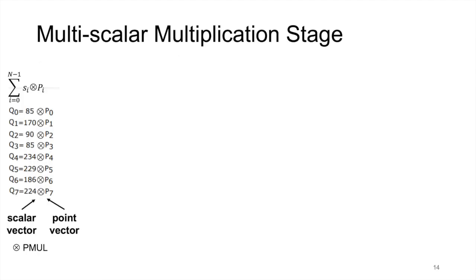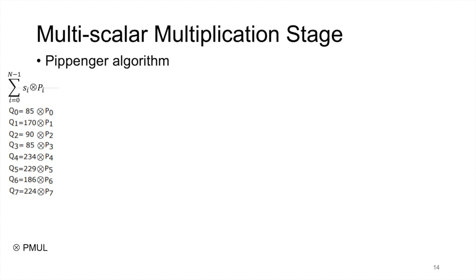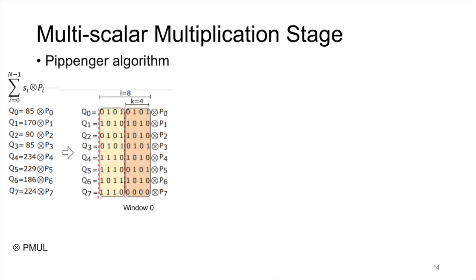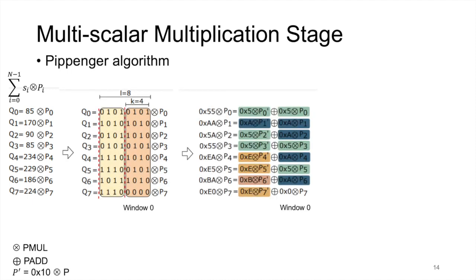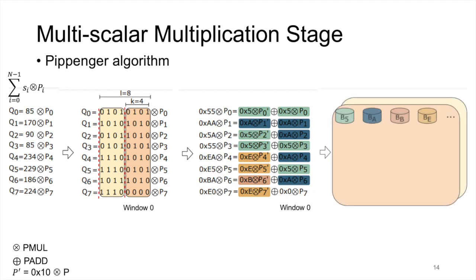For second stage, MSM performs in the product of scalar vector and point vector. Existing work use Pipenge algorithm to reduce complexity. First, it uses sliding window to split large bitwise scalar into multiple parts. Then all points within each window are grouped by scalar components into buckets. With the distribution law, it replaces expensive point multiplication operations with small point addition operations.